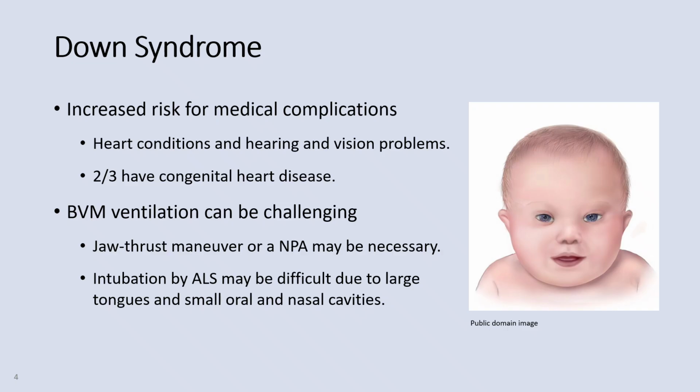Bag mask ventilation can be challenging in Down syndrome patients due to a large tongue and a small oral and nasal cavity. A jaw thrust maneuver and/or nasopharyngeal airway may be necessary to secure a patent airway. Even though patients with Down syndrome might act and look similar, each person has different abilities. People with Down syndrome usually have an IQ in the mildly to moderately low range and are slower to speak than other children, so we need to allow extra time for them to answer our questions.